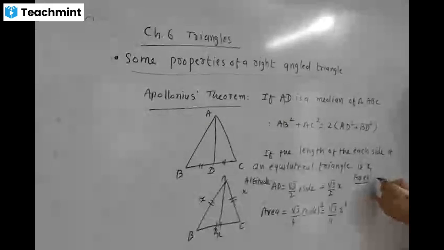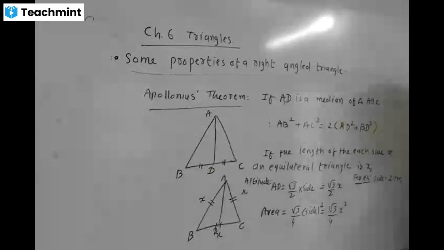For example, side is equal to 2 centimeter. Suppose side is equal to 2. Otherwise, if perimeter of triangle ABC is equal to 6 centimeter, then each side is equal to 2, 2 and 2. Okay. Each side is equal to 2.